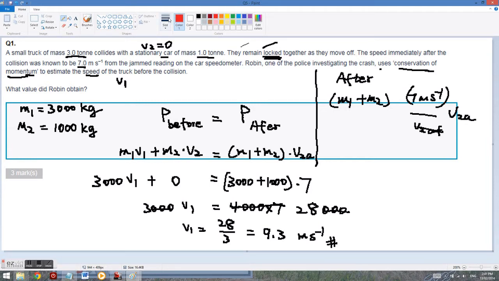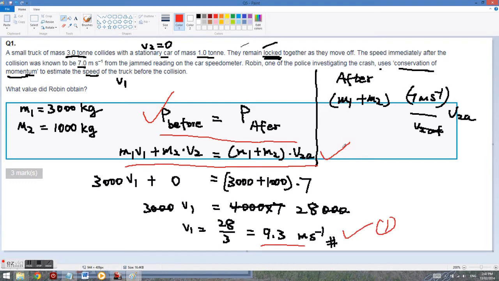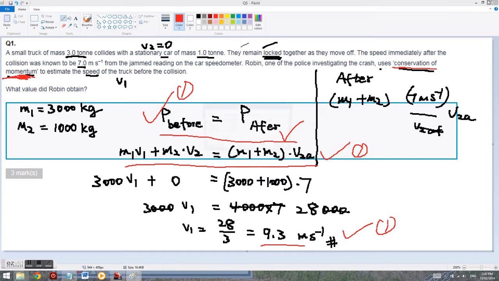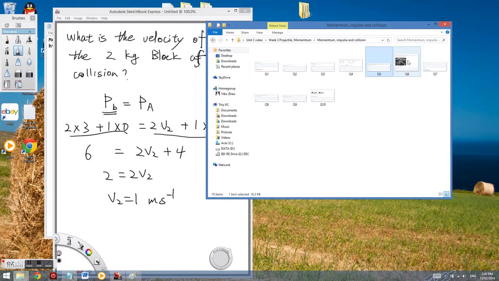Now, in the exam, how do they mark the question? In the exam, you get 1 mark to mention this, another mark to write down the formula, and another mark for the right answer. Normally you don't have to mention it, but sometimes, because it says use the conservation of momentum, you need to include that here. That's the conservation of momentum. If you don't, even if you have the right answer, the examiner could take marks off. Now let's go to the next question.